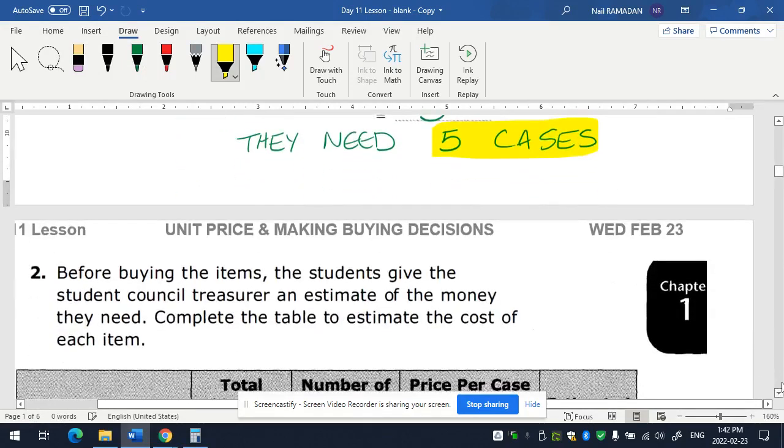All right, next page. So now we're actually going to run through a lot of the budget that they have and the expenses they have to go through. So before buying the items, the students give the student council treasurer, the one who's holding the money, an estimate of the money they need. Treasurer is basically like the secretary of money. Usually it's an estimate because they leave some room for buying more or buying less. Complete the table to estimate the cost of each item.